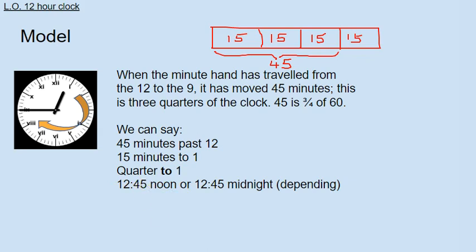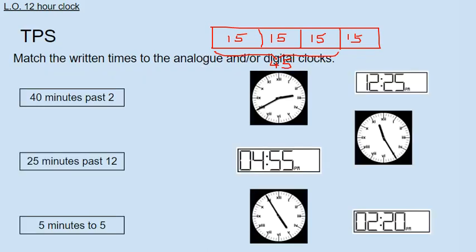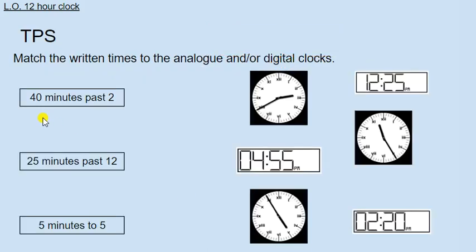Right, I've got another little task for you here, just to cut to the chase a little bit. For these ones, you've got to match up these times to the analog or digital clocks. So we've got analog clocks or digital clocks. Analog, digital, analog, digital. So have a look at these times and then see if you can match up these written times to them. You could pause the video now, have a chat to someone at home, tell them about it, have a think about it now. I'm going to crack on.